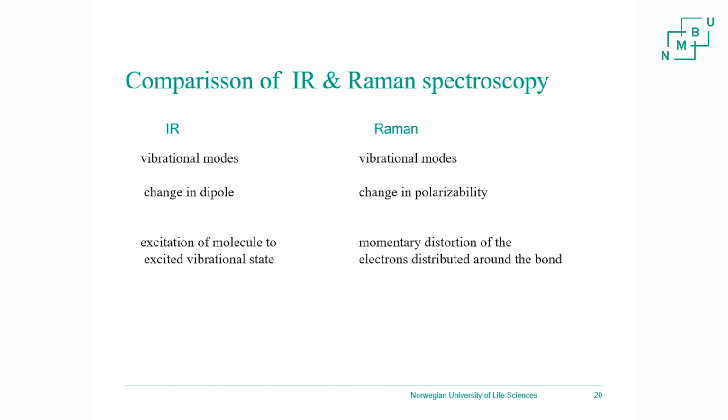But if we compare IR and Raman spectroscopy, there are three main points you should remember. In IR spectroscopy we are measuring vibration modes, and the same we are measuring in Raman. But in IR spectroscopy we are measuring change in dipole, while in Raman we are measuring change in polarizability. Also, you should remember that excitation of the molecule to the excited vibrational state is something we measure in IR, but in Raman we are measuring momentary distortions of the electrons distributed around the bond.